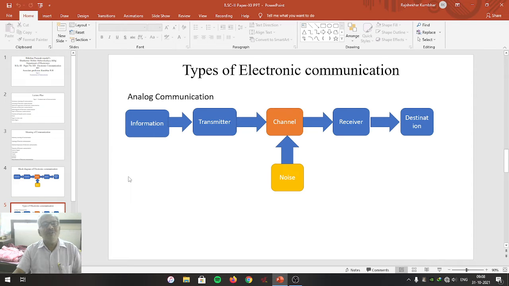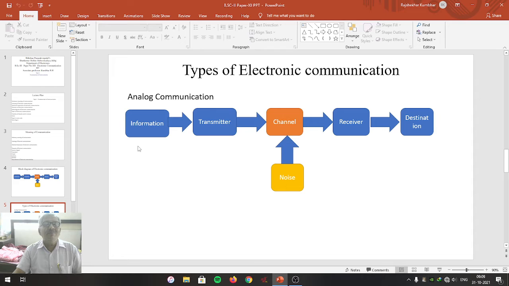That source of information is converted into an electric signal, and this electric signal is continuously varying with time. This electric signal is in the form of either voltage or current. This current and voltage vary continuously with time, meaning thereby, as information changes from the source, naturally the variation in voltage and variation in current continuously takes place. And this is what you can call the analog signal.